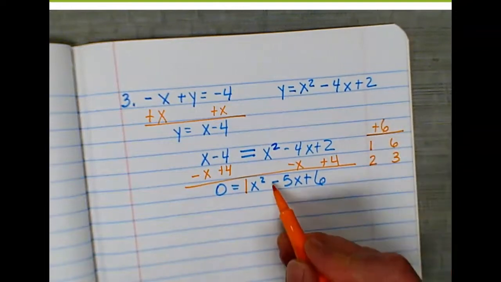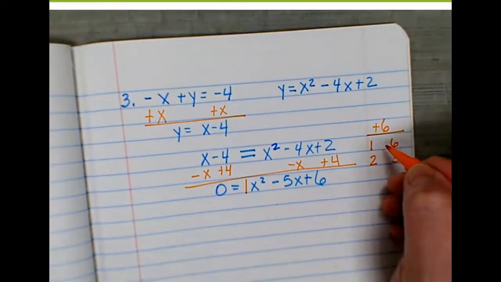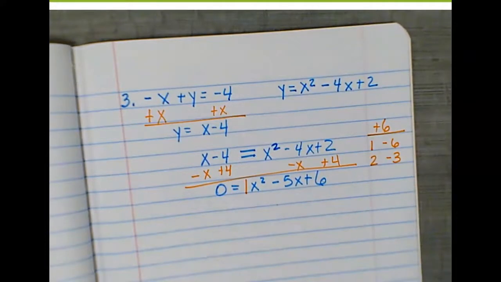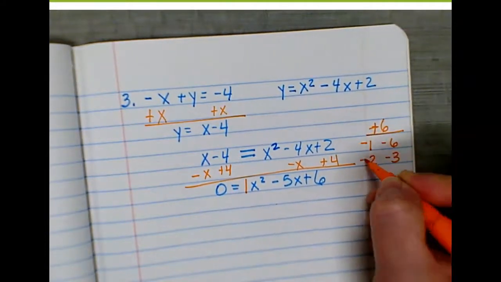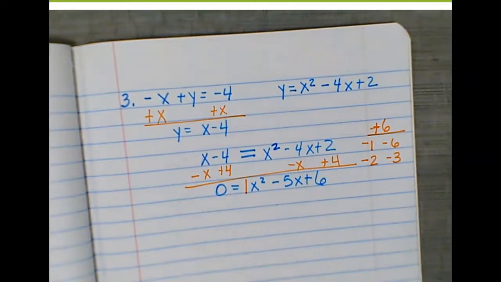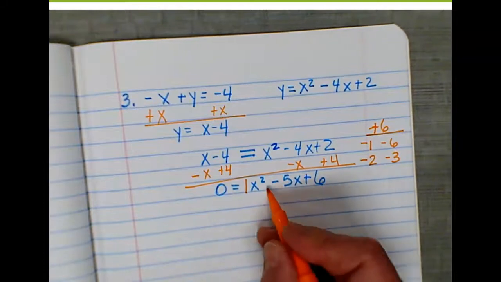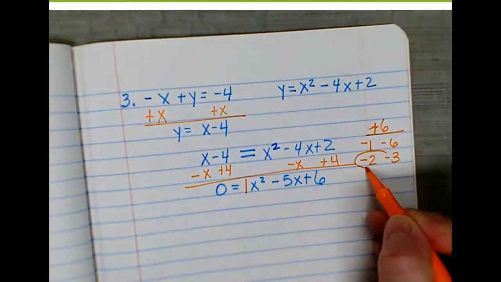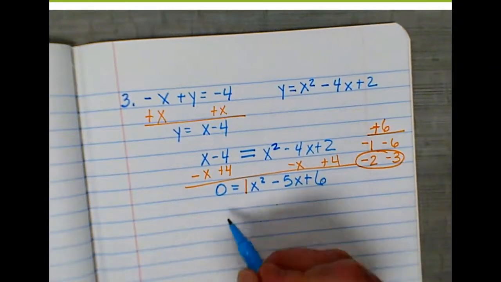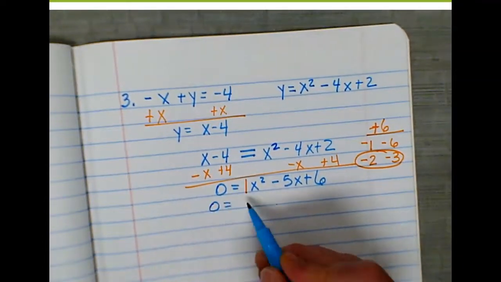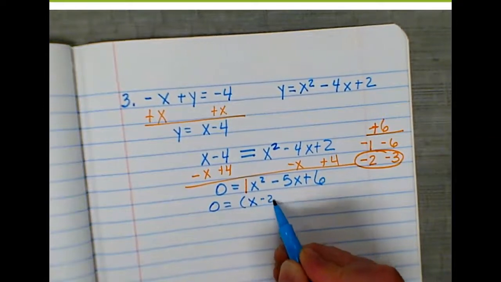If this is negative, the bigger one has to be negative. If this is positive, they have to be the same. So which pair is going to add up to a negative 5? If this is a 1, I can use my shortcut factoring.